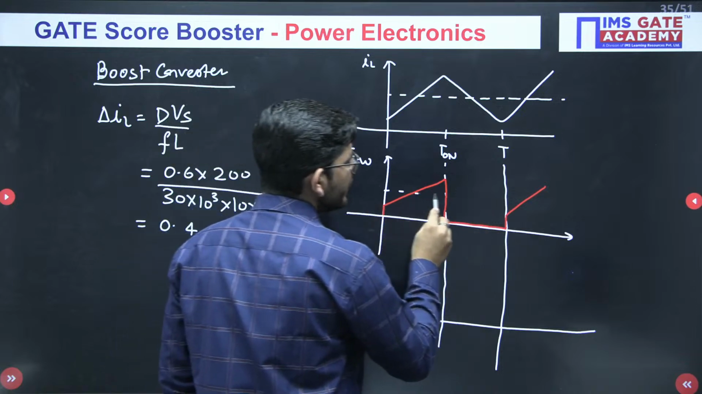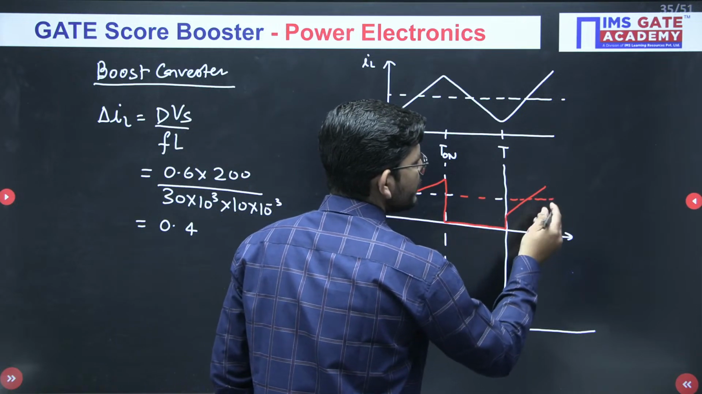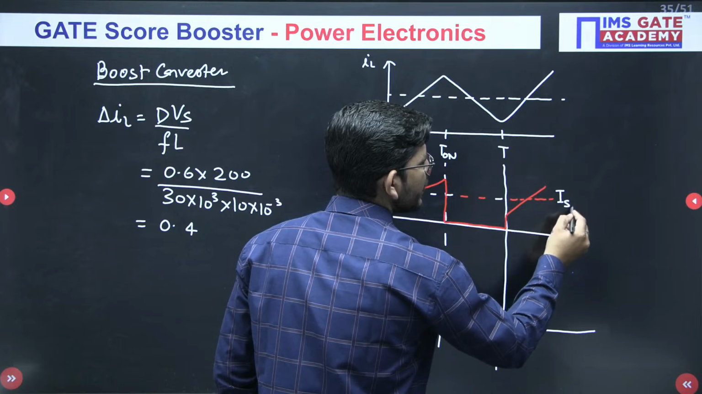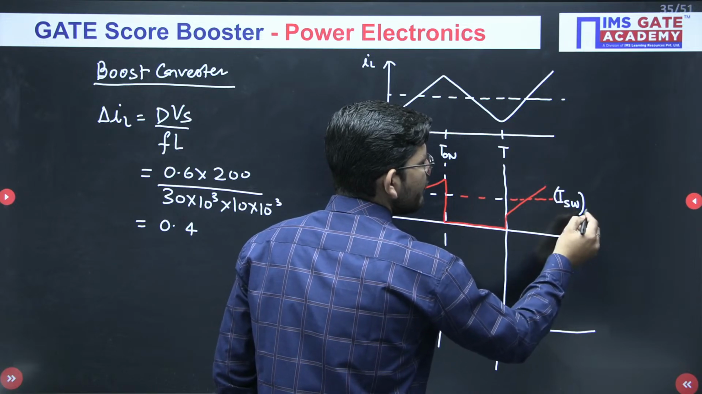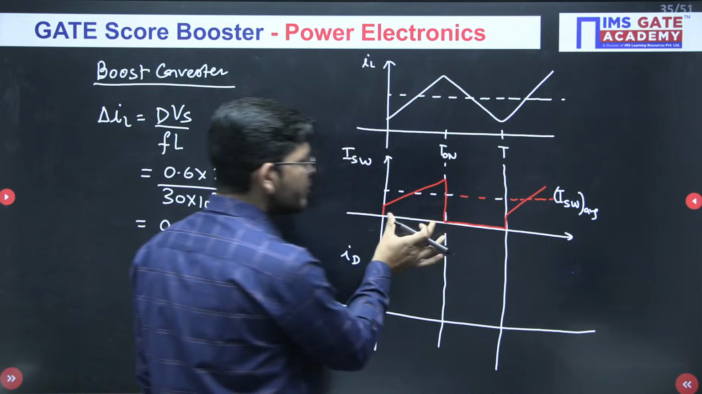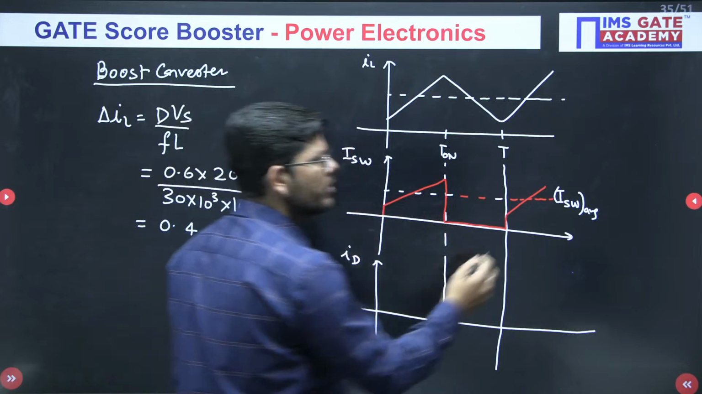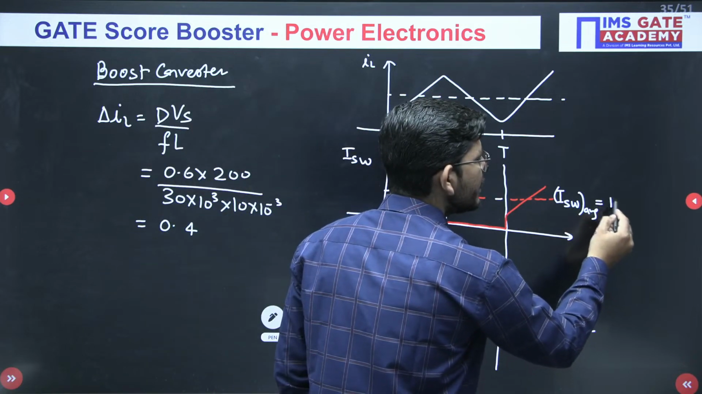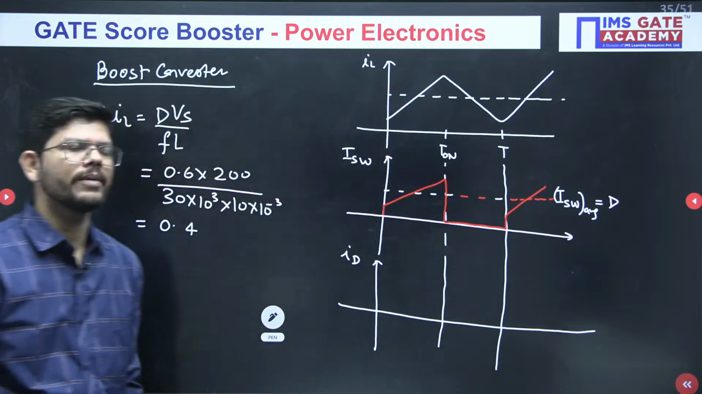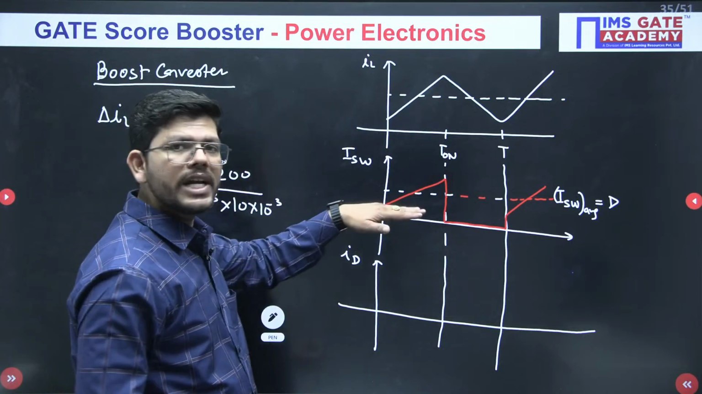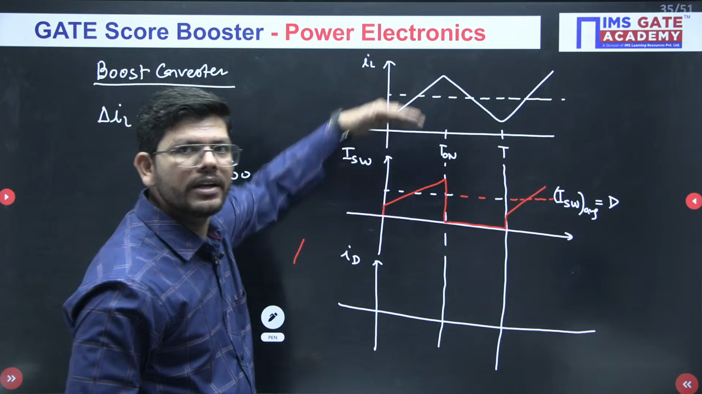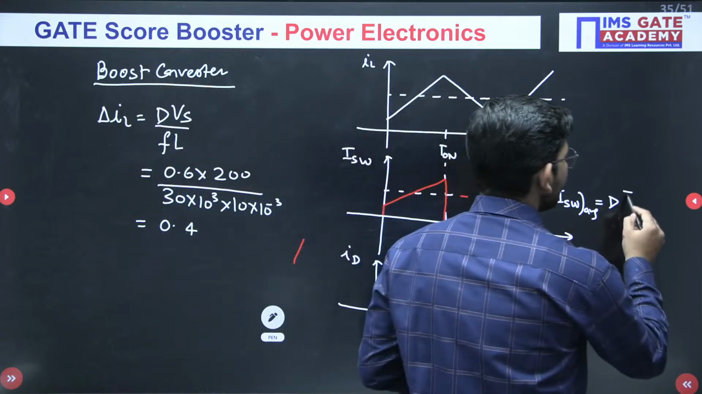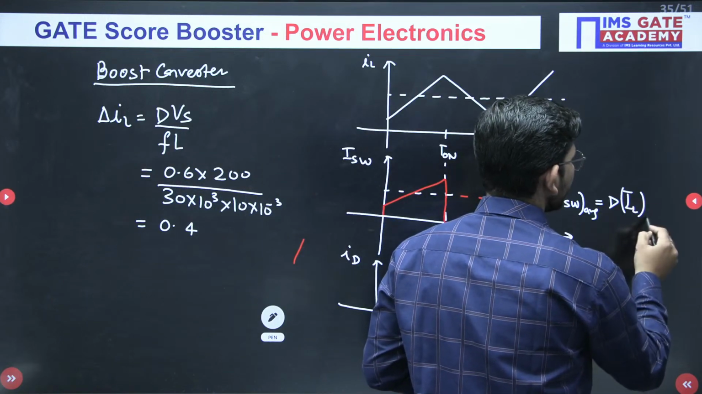Okay. So just see, this will be the switch current and this will be the average value of switch current. Switch current is present only for the on time, so for the on time we will write here D. D indicates the on time only. And this switch current you are deriving from inductor current, so D times the average inductor current.